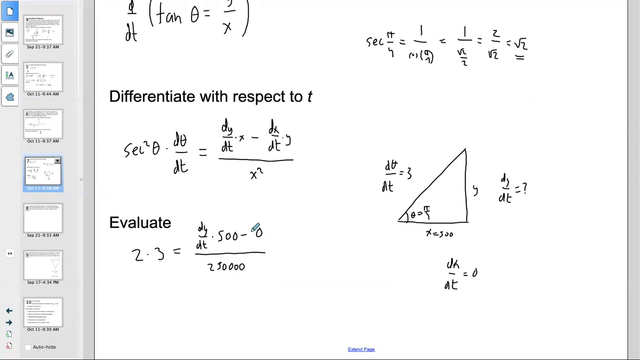Now I got to solve for dy dt. This is 500. I don't have to worry about that. Minus 0, so I can cross off that 0 and that 0 and that 0 and that 0. So I got 5 over 2,500, which is 1 over 500. So 2 times 3 equals dy dt over 500. Multiply both sides by 500. This is 6. So dy dt is 6 times 500 is 3,000.